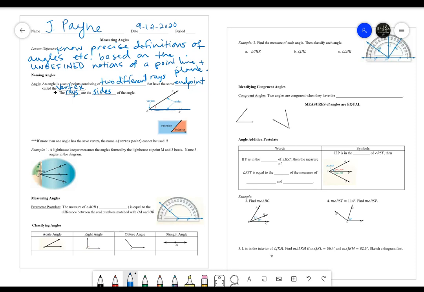So hopefully you can see this is a ray, and this is a ray, but you can see this is the vertex. That's A. If more than one angle has the same vertex, the name can't be used. So, like say this said D, but there was more than one angle there. If there's any confusion, you can't use it.